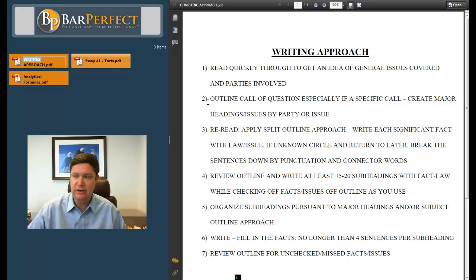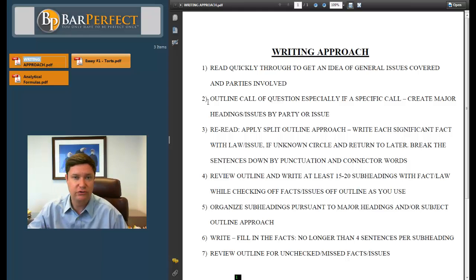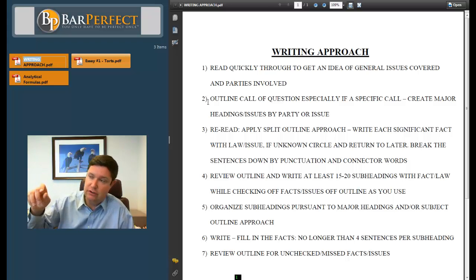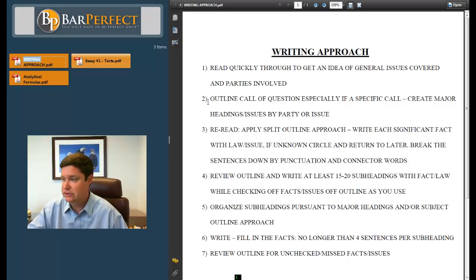The second part is outlining the call of the question, if there's a specific call or a regular call. If you find when you do the initial read through that it's a general discussion, then there's not a whole lot to start with. But if there is a specific call, you want to be sure to organize it. Your instructor and the examiners want you to follow their instructions. That's one of the most important rules: answer in the order that they give it to you.